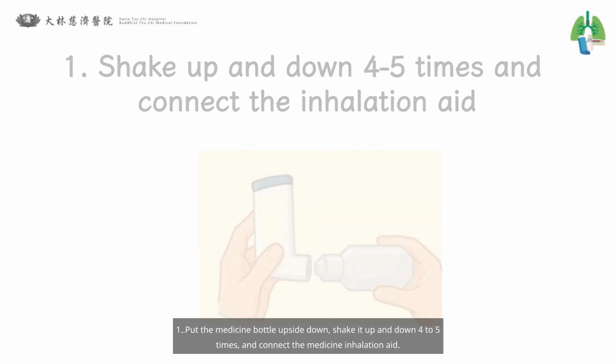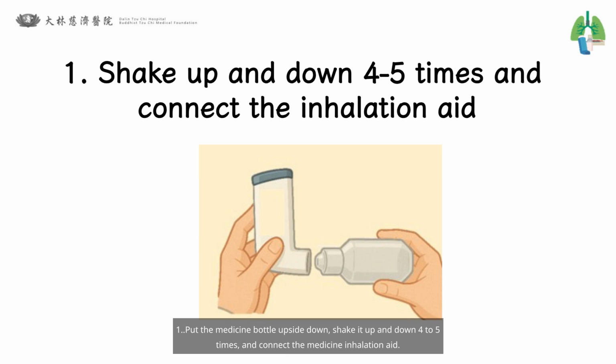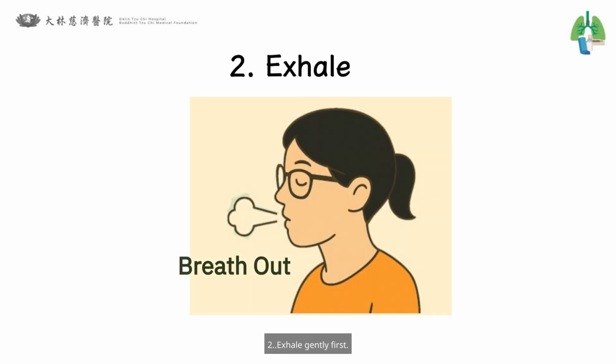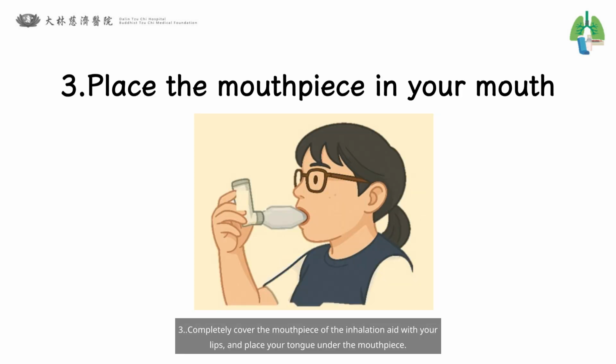Steps: 1. Put the medicine bottle upside down, shake it up and down 4 to 5 times, and connect the medicine inhalation aid. 2. Exhale gently first. 3. Completely cover the mouthpiece of the inhalation aid with your lips and place your tongue under the mouthpiece.